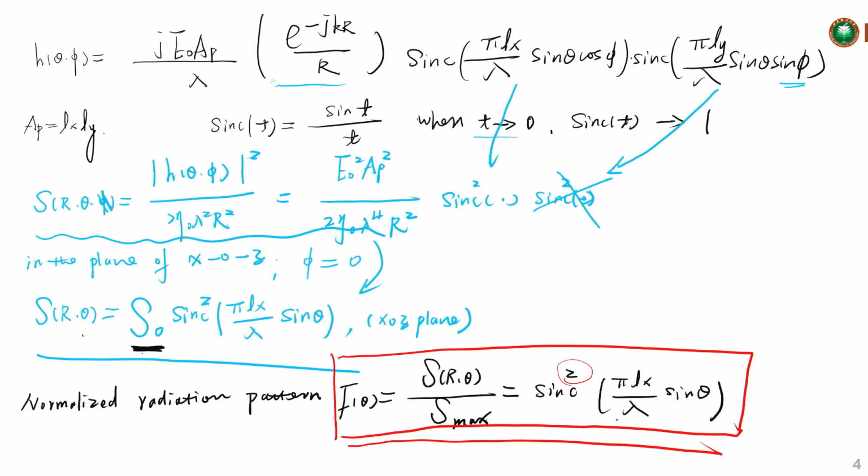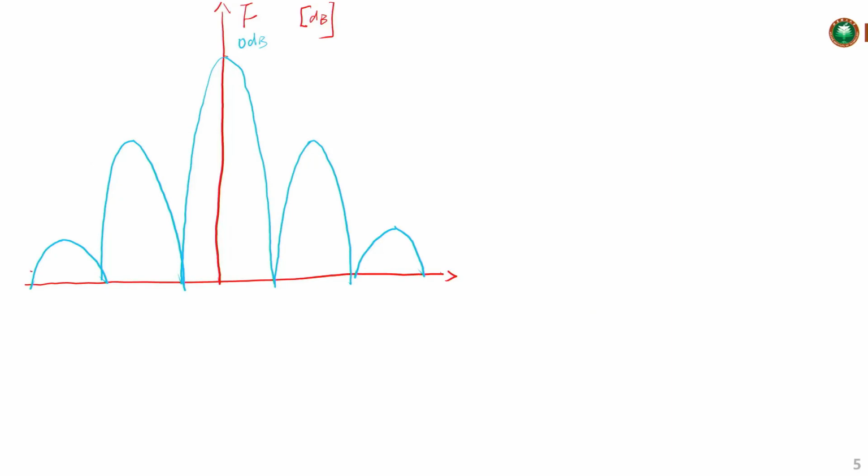So the variable here should be pi Lx over lambda times sin theta, right? So we name it, let gamma equal pi Lx divided by lambda times sin theta. So the radiation pattern F gamma becomes sinc square pi gamma. That's this one. Okay, so I will come back to here. So the x-axis should be gamma, the y-axis should be F gamma. This one.